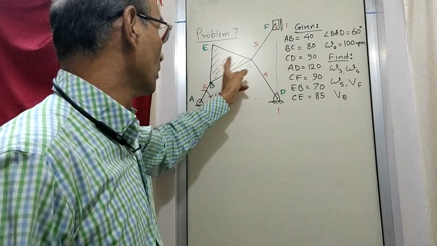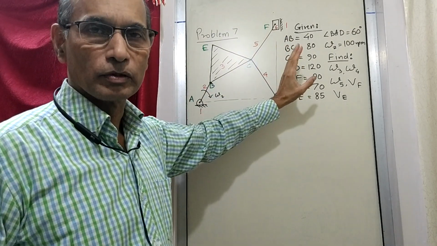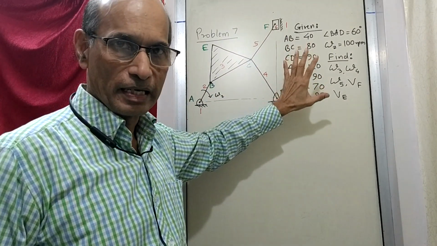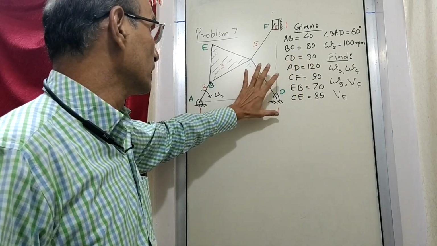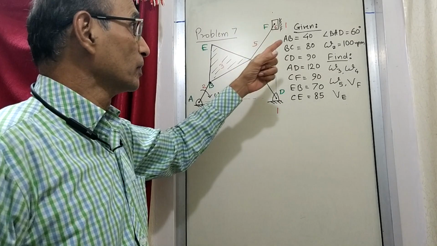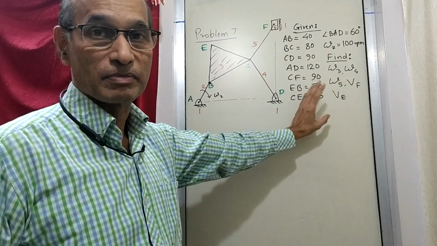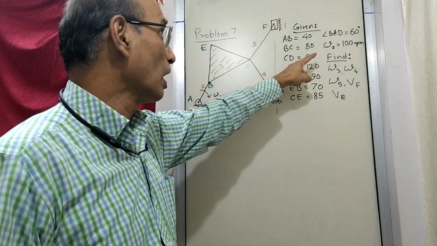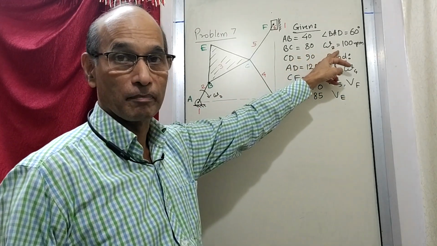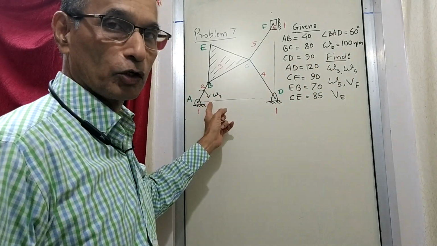And then the links are numbered like this. Then the dimensions are all there so that you can draw the linkage diagram. And in this linkage diagram, the angular velocity of link number 2 is given as 100 rpm. rpm always means revolutions per minute, and rps means radians per second. So rpm is given here, revolutions per minute, which you have to convert into radians per second. That is given for omega 2.